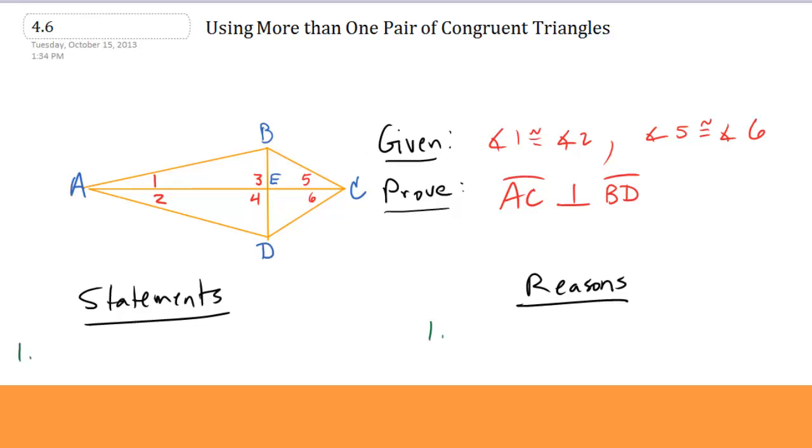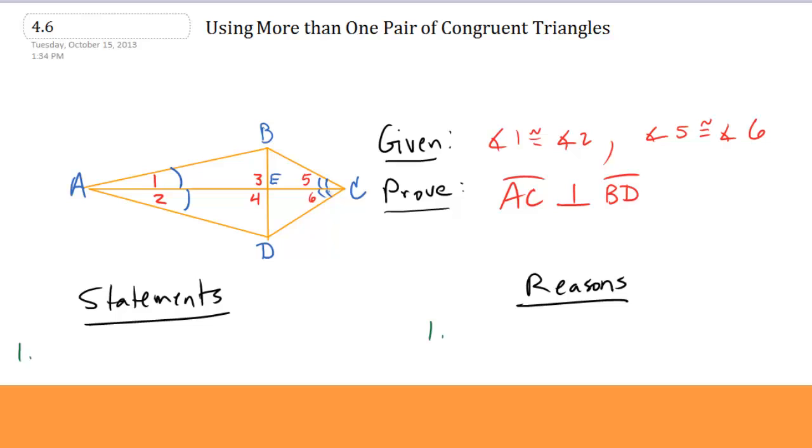So let me mark those as being congruent on my diagram. Angle 1 is congruent to angle 2. And angle 5 is congruent to angle 6. And I want to prove that segment AC is perpendicular to segment BD. Remember, perpendicular means they form a right angle.